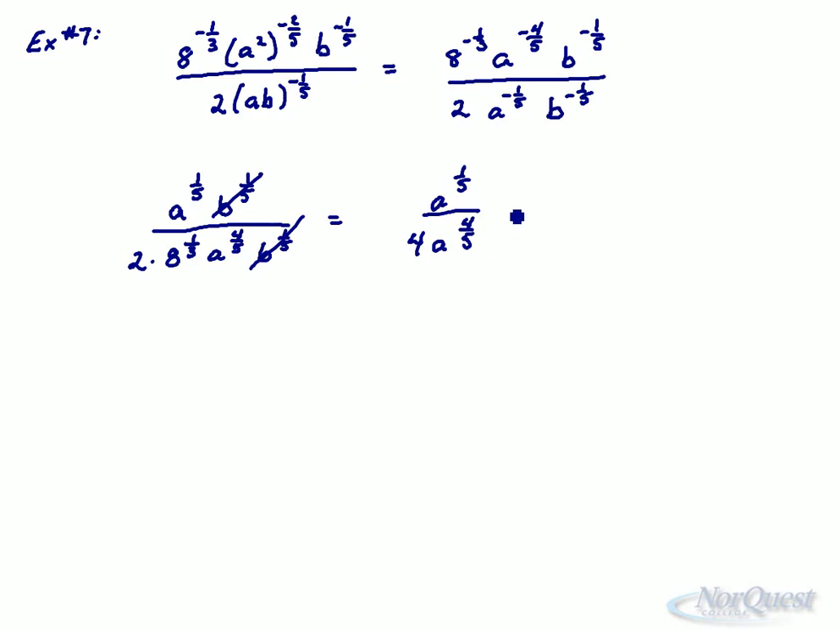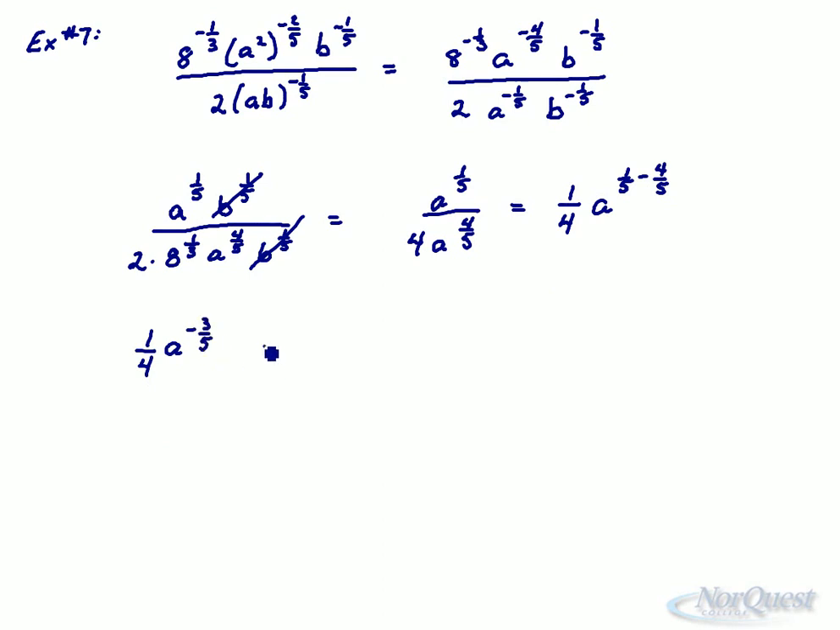And one more step will now mean that we'll have to subtract exponents. So 1/5 minus 4/5. This answer could be written as 1/4 a. And I'll just show you the in-between step. 1/5 minus 4/5. So our final answer can be written as 1/4 a to the negative 3/5.